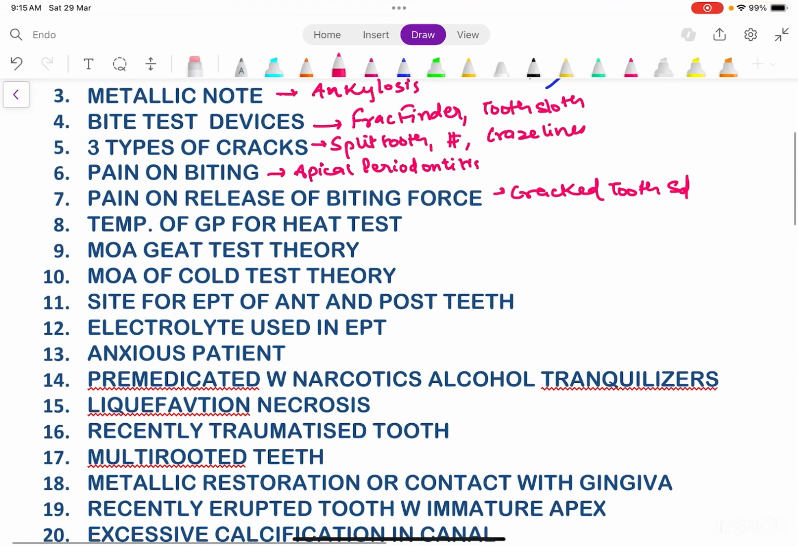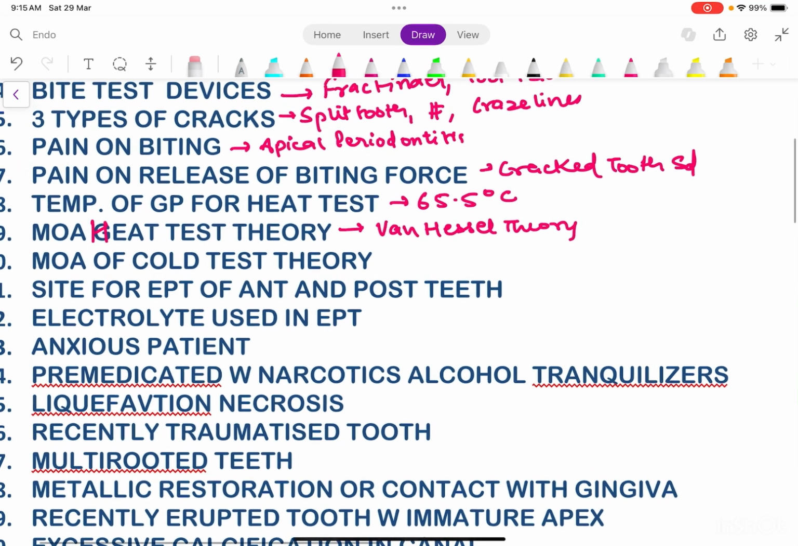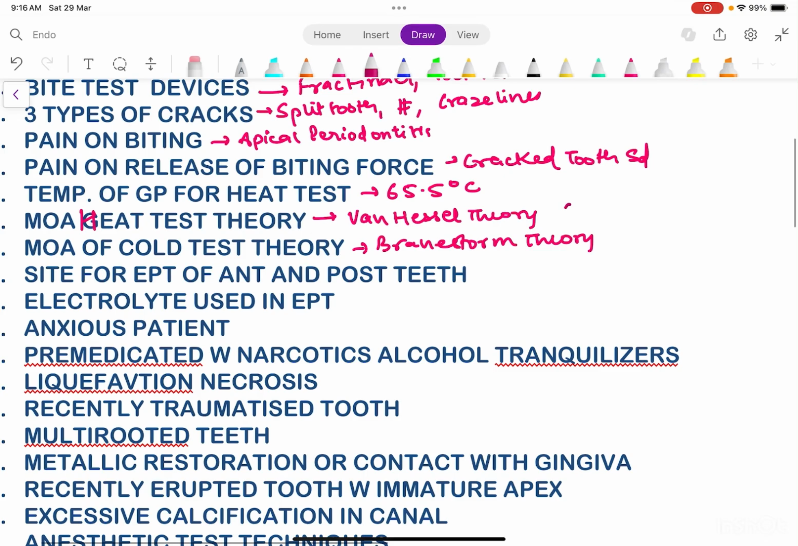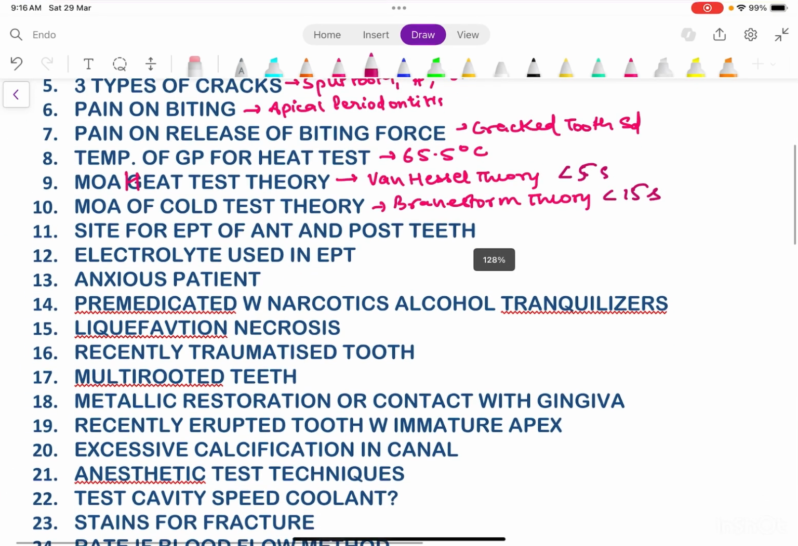The temperature of GP, that is gutta percha, for the heat test is 65.5 degrees Celsius. The mechanism of action of the heat test is the Van Hessel theory, and for the cold test it is the Brännström theory. Important to note: the heat test is done for less than 5 seconds, but the cold test is done for less than 15 seconds.